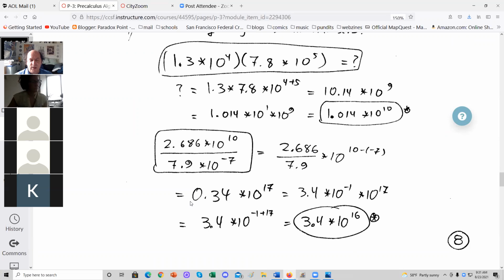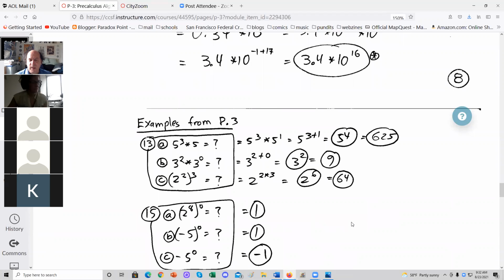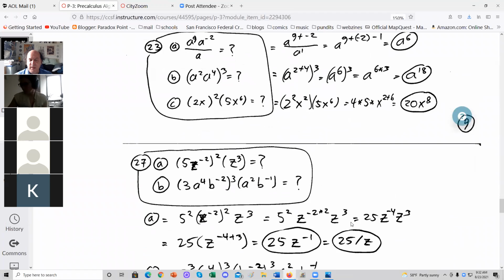Again, this is not quite in the right form. We write it as 3.4 times 10 to the negative 1, and that times 10 to the 17th is 3.4 times 10 to the 16th. All right, we did these examples.